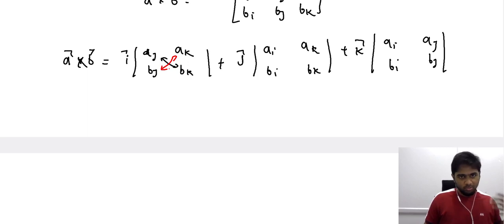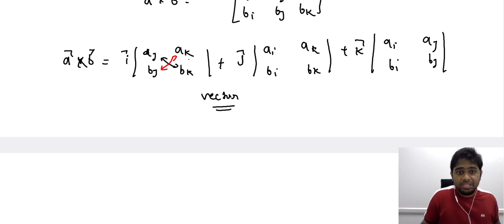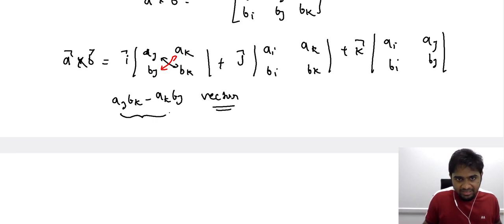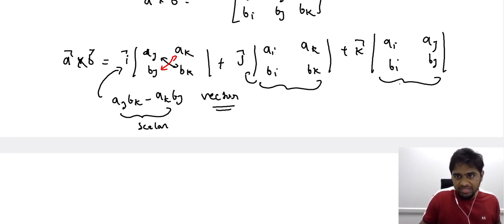So one difference that you would observe is, when you have such a representation, the end product would be a vector, because we have each of these magnitudes, each of these scalar values. So this will expand to AJ BK minus AK BJ. This will be a scalar, and this scalar is being attached to a basis, and this will also be a scalar attached to a basis. This will also be a scalar being attached to a basis.